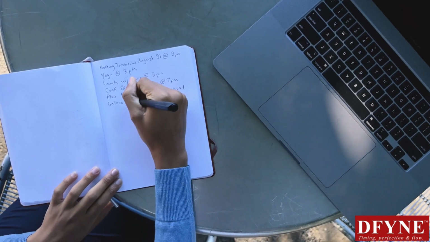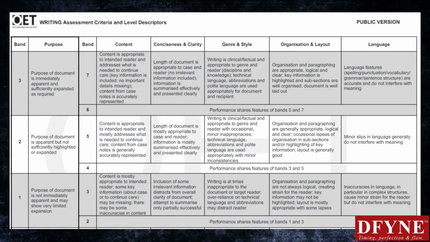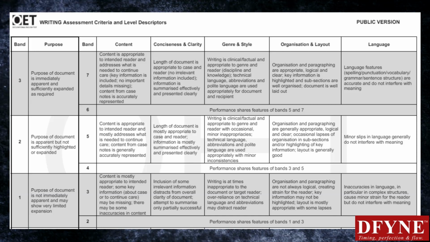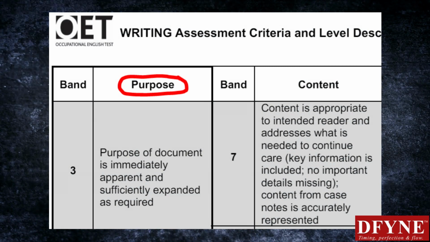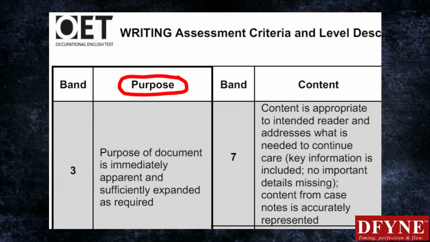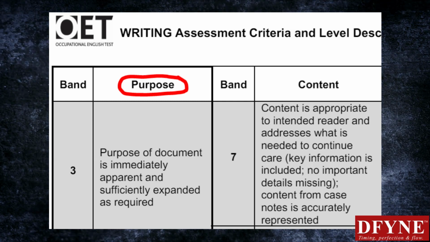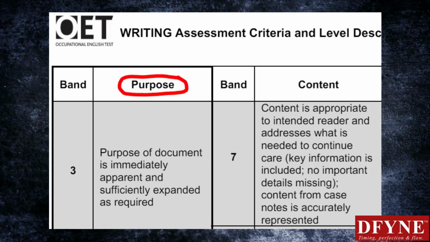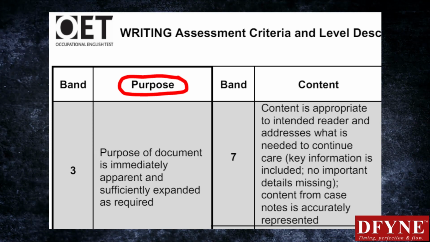Keeping the efficiency factor in mind, the Occupational English Test, or the OET writing subtest, has a criteria called purpose that assesses how effectively you fulfill the purpose of the task. This criteria is scored on a scale of 0 to 3, with 0 being the lowest score and 3 being the highest, if it was not obvious.